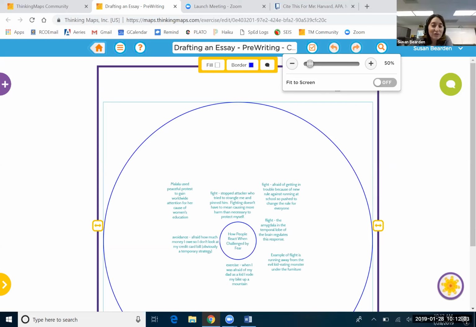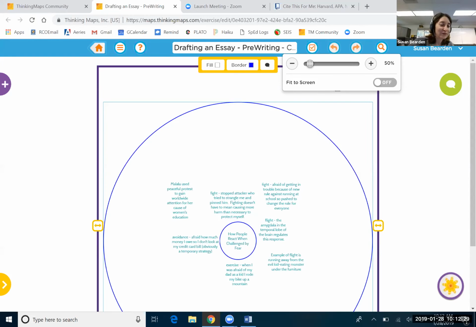So now I've got to look through my map, and I've got to think about the 3 topics I think I will have the most to say about, the 3 reactions to fear that I think will be the most meaningful. So I've got some different ideas. I've got fight, flight, and avoid. Those, I think, are the 3 really major topics that I'm going to be focusing on in my writing.